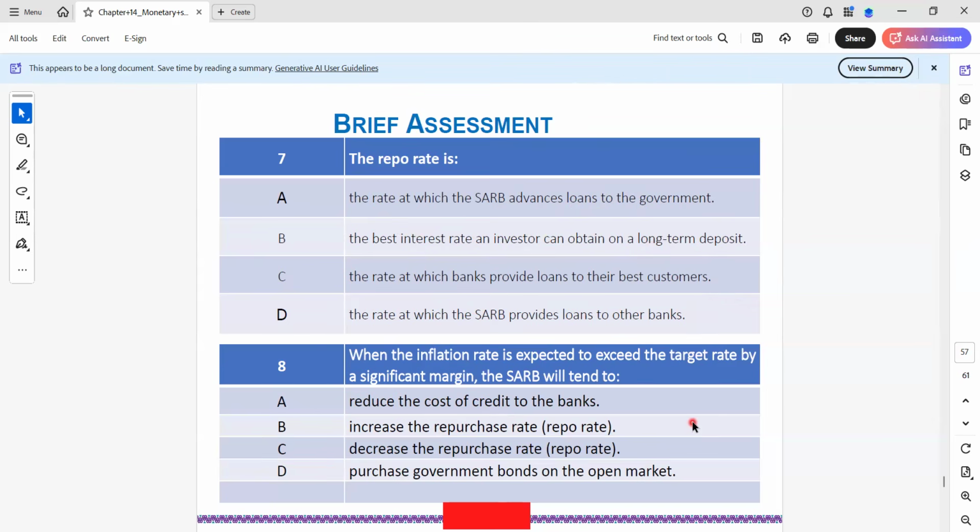When the inflation rate is expected to exceed the target rate by a significant margin, the South African Reserve Bank will tend to do what? When the inflation rate is expected to exceed the target rate by a significant margin, then the South African Reserve Bank will tend to reduce the cost of credit to banks.